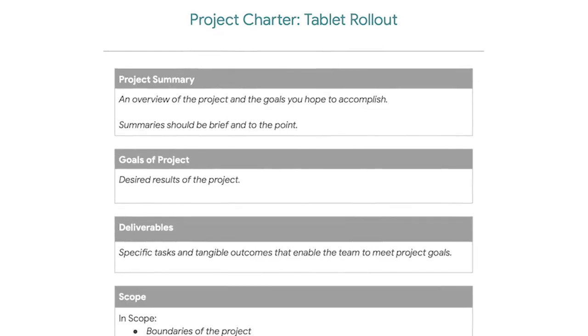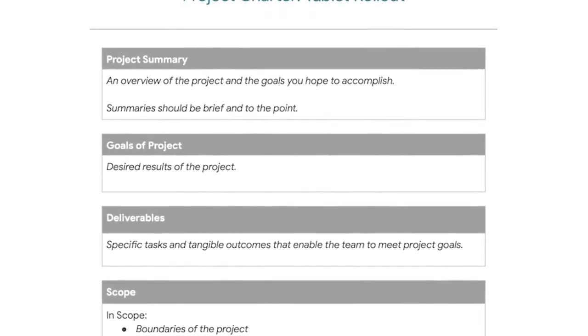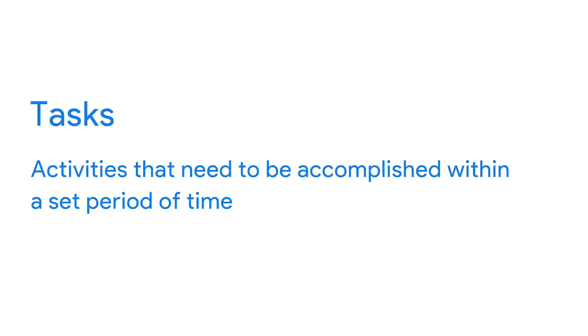The first thing I do is review the goals and deliverables in the project charter. Then, I make a list of all the items that have tasks or milestones associated with them. As a reminder, milestones are important points within the schedule that indicate progress. They usually signify the completion of a deliverable or phase of the project. And project tasks refer to activities that need to be accomplished within a set period of time. They're assigned to different members of the team according to each person's role and skills.